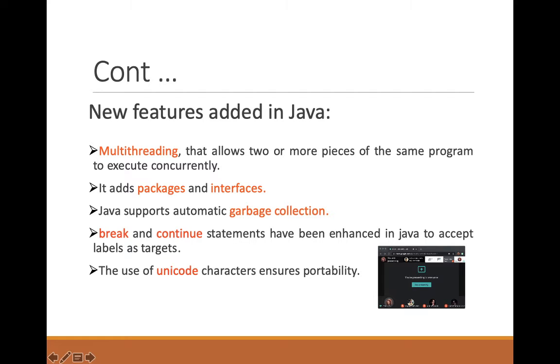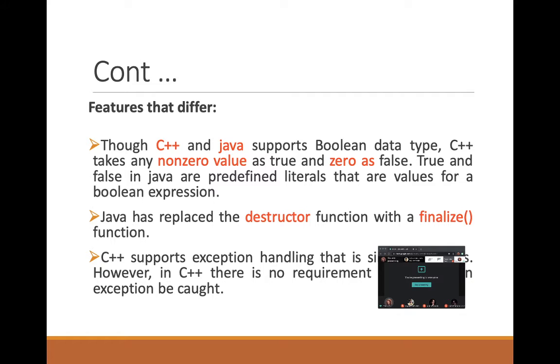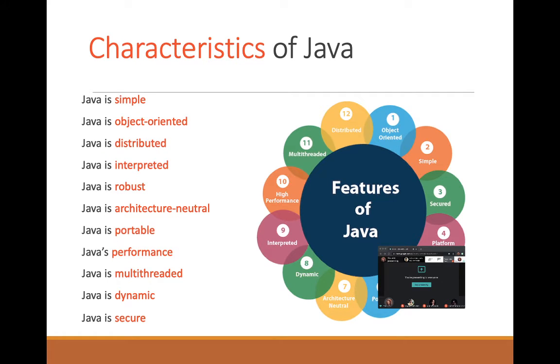So, merong mga packages si Java. Java supports automatic garbage collection, break and continue statements, and use of Unicode characters. Though C++ and Java support Boolean data type, C++ takes any non-zero value as true and zero as false. Then Java has replaced the destructor function with a finalize function. So, pag tapos na yung program mo sa Java, ilalagay mo lang yung finalize statement doon sa pinakahuli ng program para matapos yung execution. So, yan lang yung mga differences of C++ and Java.